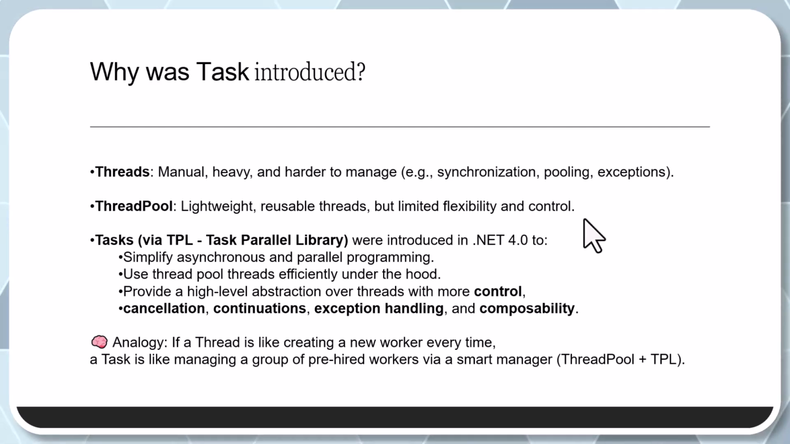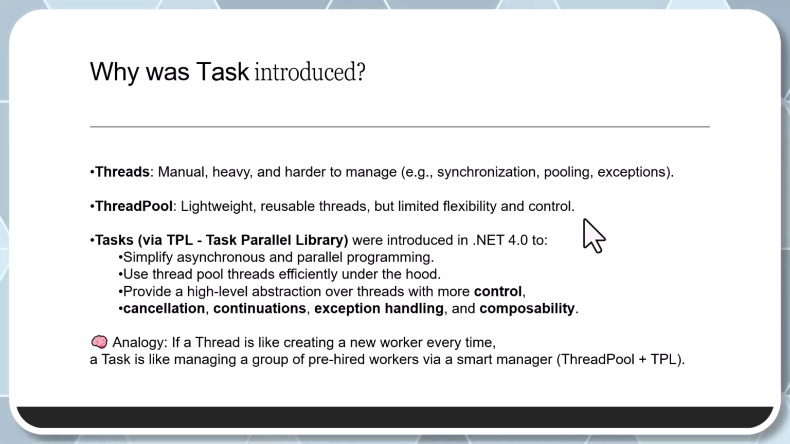We'll come to async await later in the section. And it internally uses thread pool efficiently. So while coding in task, you are basically coding as if you are coding in threads, but you get the features of thread pool internally. It is basically a high level abstraction over threads. It supports advanced features like cancellation, continuation, exception handling, and composability. These sections will be covered in advanced lectures later on.